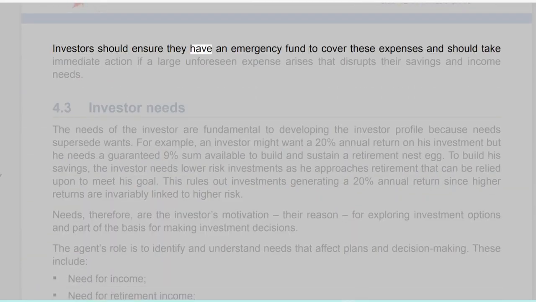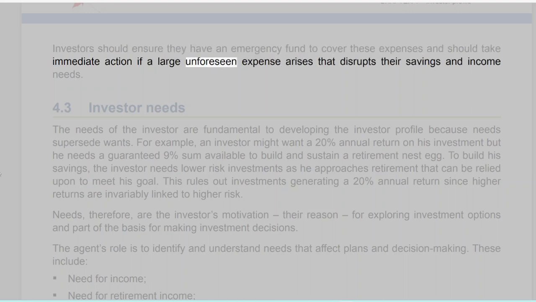Investors should ensure they have an emergency fund to cover these expenses and should take immediate action if a large unforeseen expense arises that disrupts their savings and income needs.